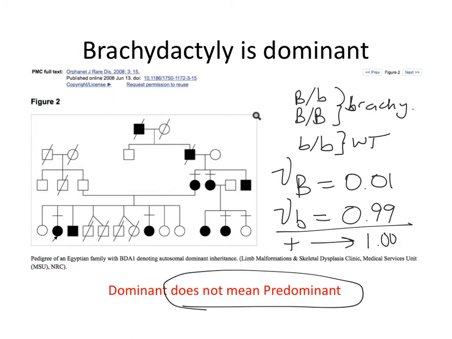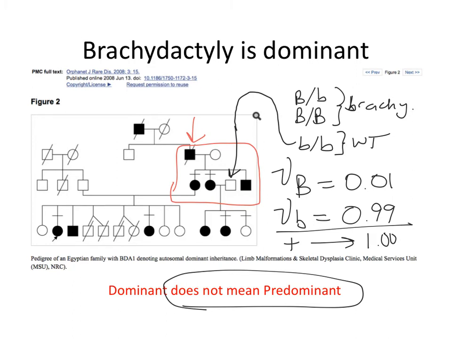See, for example, here is that affected father. He passes it to how many of his offspring? 3 out of 4, like you'd expect from the Punnett square. In fact, I guess that lets us predict what the father's genotype is. I know this is getting ahead of ourselves, but if he can have an unaffected offspring, what's the unaffected offspring's genotype?